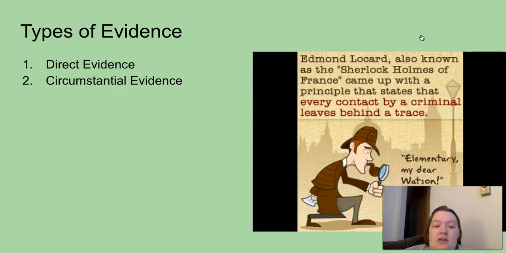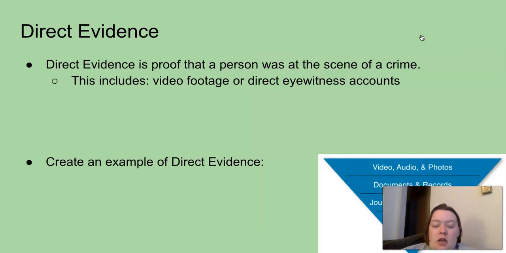The two are direct evidence and circumstantial evidence. So direct evidence is proof that a person has been at a crime scene. There are only two types of direct evidence: video footage, photographs of things happening, or eyewitness accounts. So direct evidence is the most damning type of evidence because it proves that a person was at the scene of a crime. Again, video footage, photos, audio, direct eyewitness accounts, so someone actually seeing someone doing them.